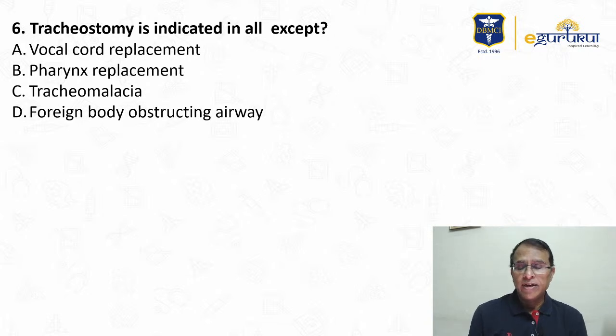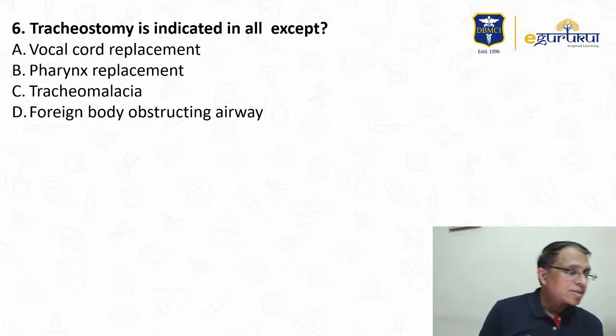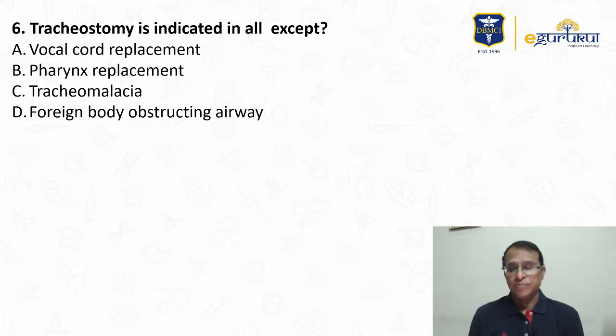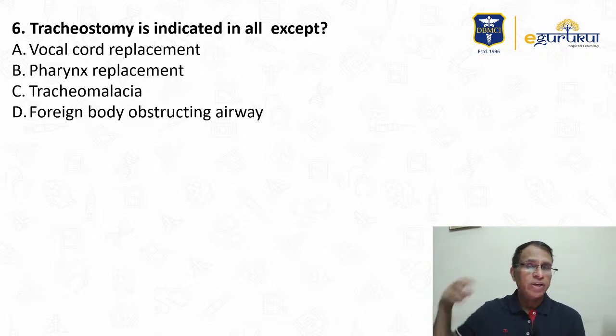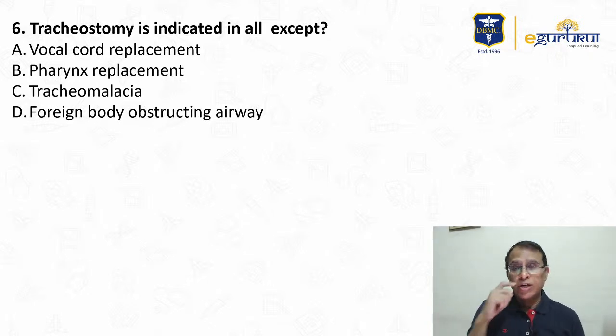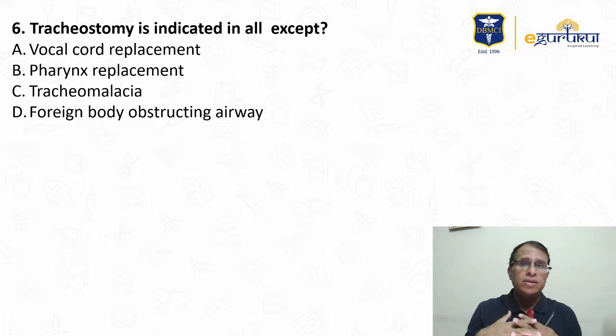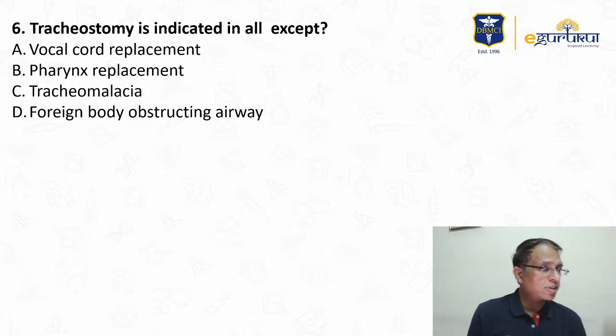Tracheostomy is indicated in all except. Do you know what tracheostomy means? You know the trachea, making an opening in the trachea, and the idea is to bypass the larynx. We breathe through the larynx, and the air from the larynx goes to the trachea and to the lungs. So if your larynx is blocked due to anything, you can't breathe, so you have to bypass it. We make an opening in the trachea, and the surgery is called tracheostomy.